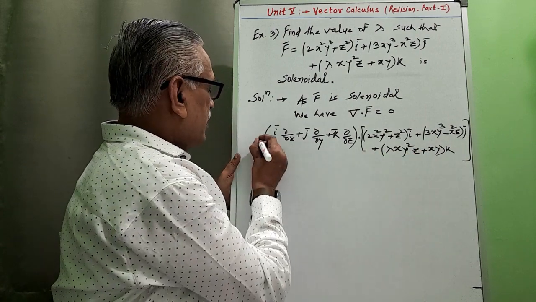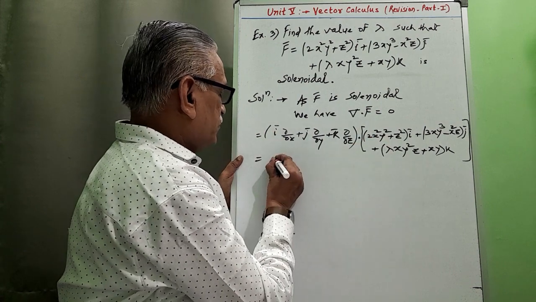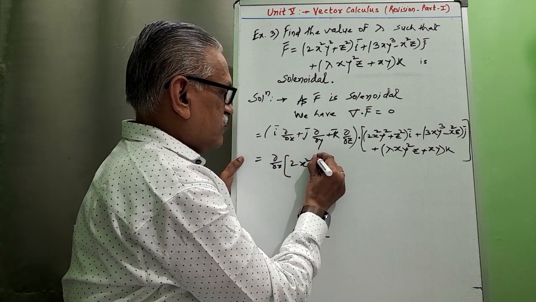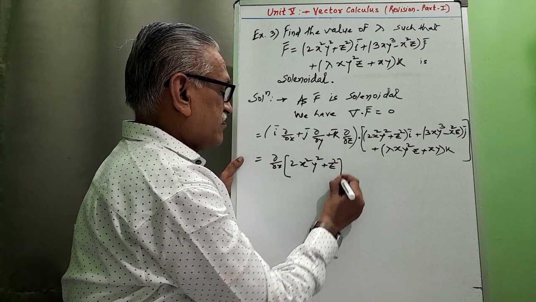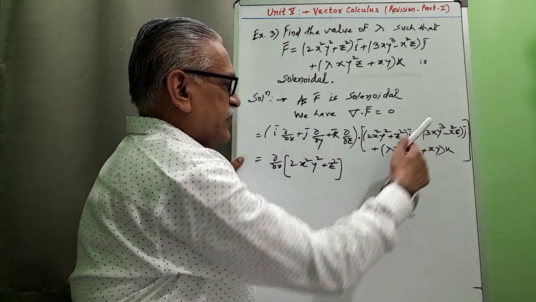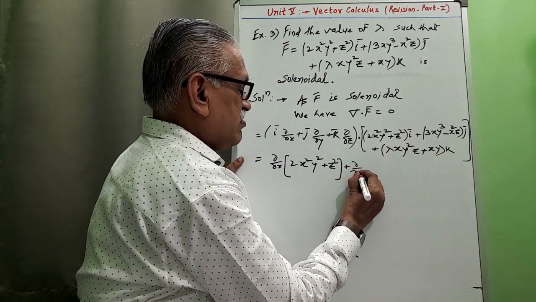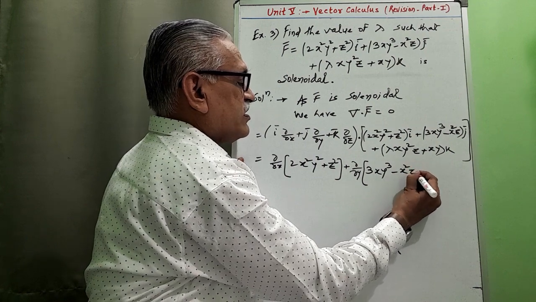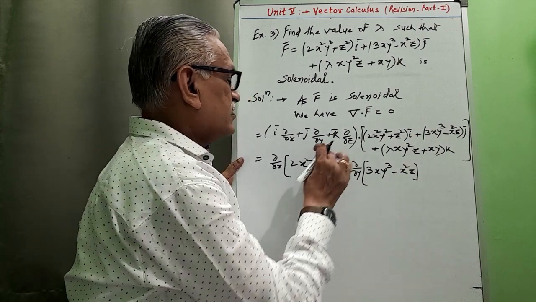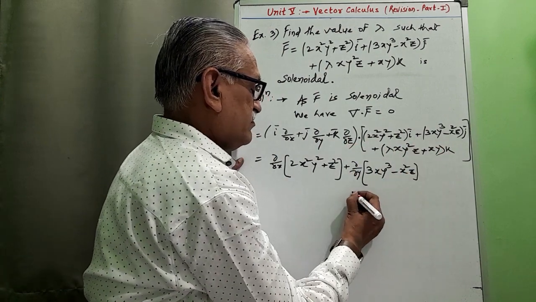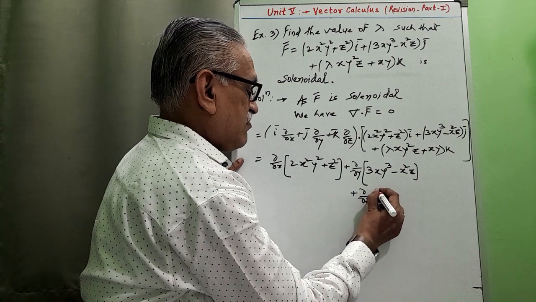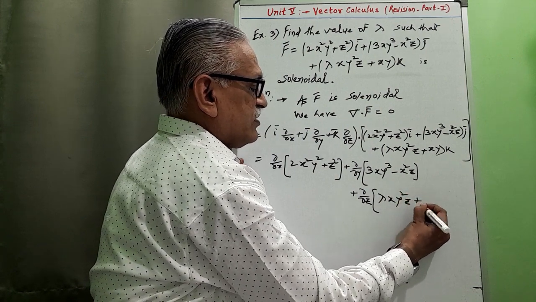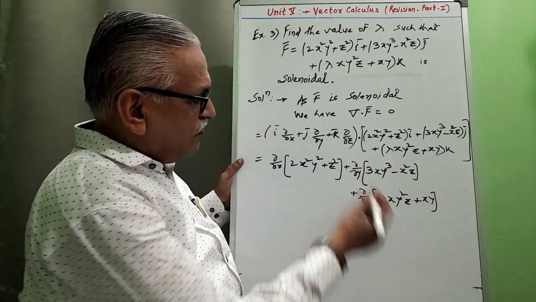A dot product of two vectors a1i plus a2j plus a3k, dot product with b1i plus b2j plus b3k, is a1b1 plus a2b2 plus a3b3, and therefore it is dou by dou x of the first component 2x square y square plus z square, plus dou by dou y of the second component, 3xy cube minus x square z, and plus dou by dou z of the third component, lambda x y square z plus xy, and the value of this is 0.